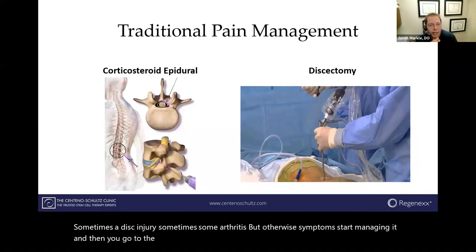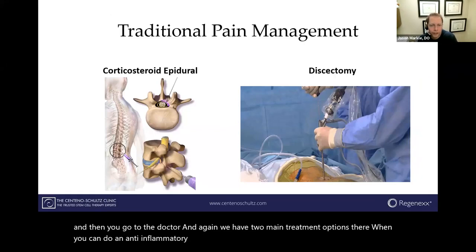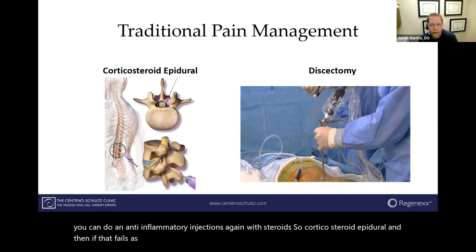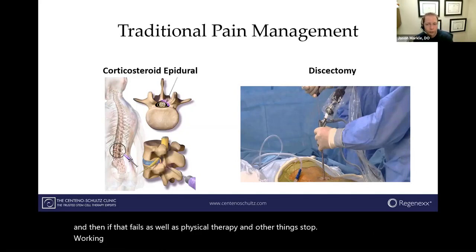And again, we have two main treatment options there. One, you can do anti-inflammatory injections, again with steroids, so a corticosteroid epidural. And then if that fails, as well as physical therapy and other things stop working, then sometimes it's a surgical option where they go in and actually remove part of that disc.